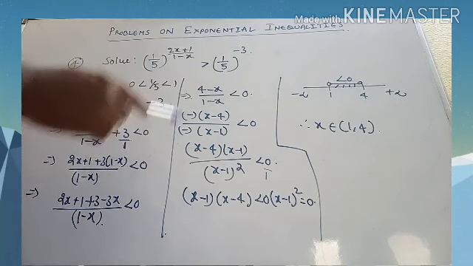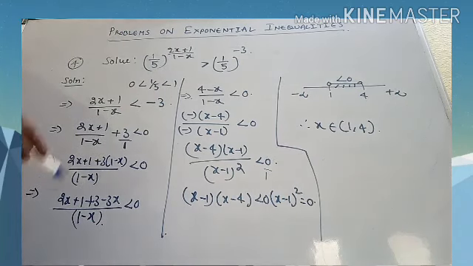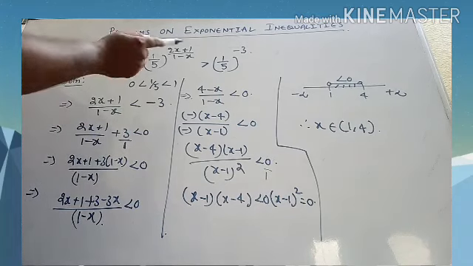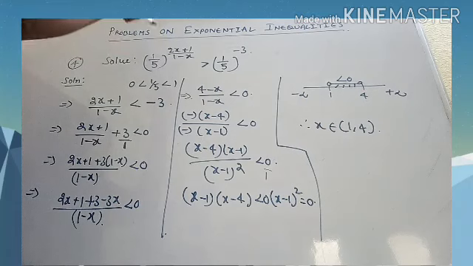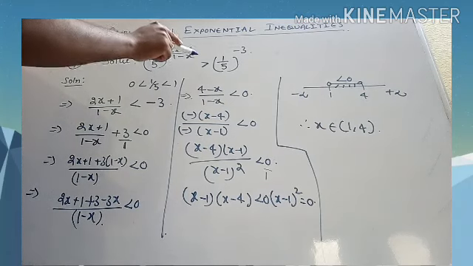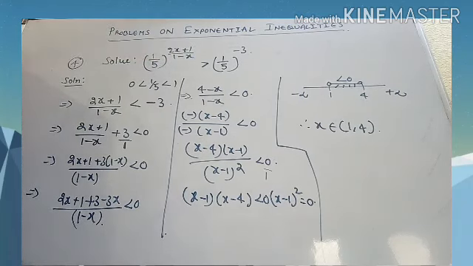The solution set we have got is 1 comma 4, and you observe that here the base is lying between 0 and 1. That's why the exponents will have the opposite inequality of what is present here, right? This way you will be doing this particular problem, right?